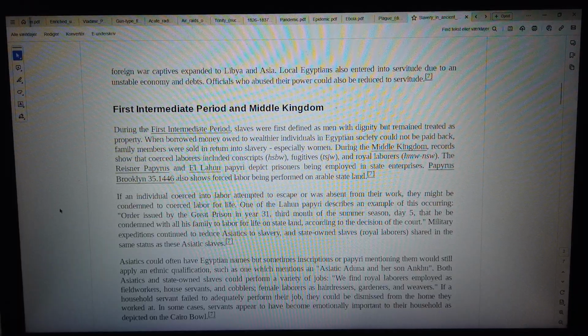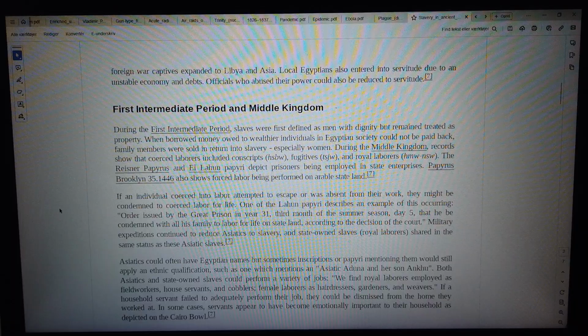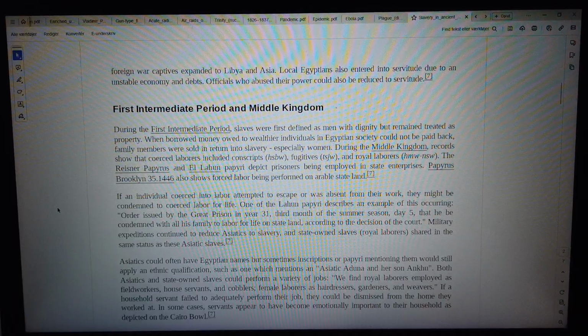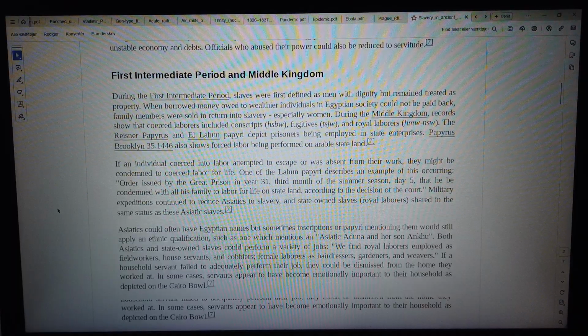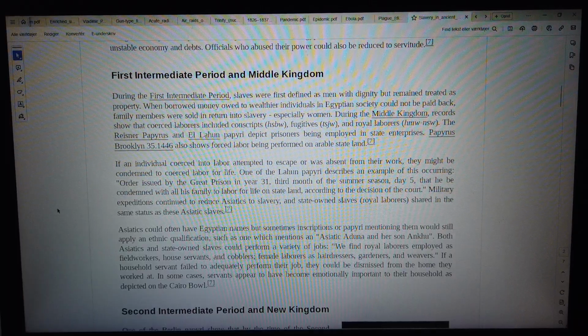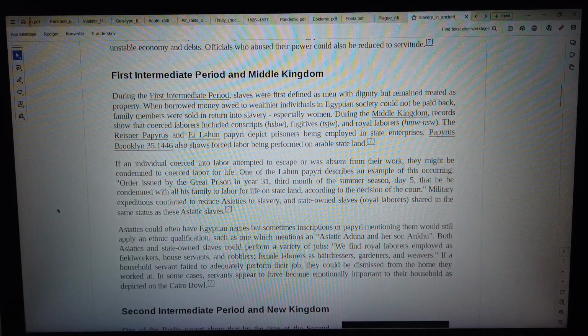First Intermediate Period and Middle Kingdom. During the First Intermediate Period, slaves were first defined as men with dignity but remained treated as property. When borrowed money owed to wealthier individuals in Egyptian society could not be paid back, family members were sold in return into slavery, especially women.